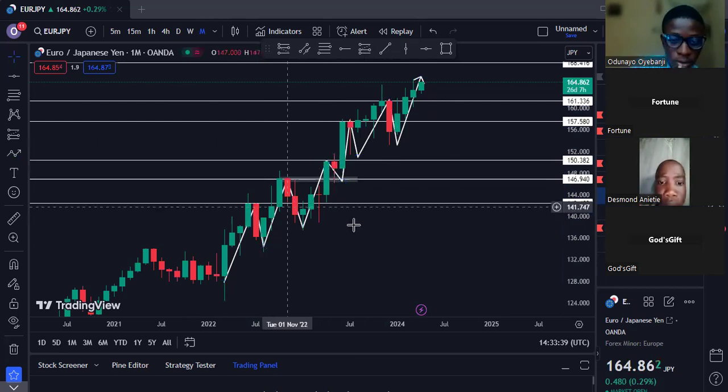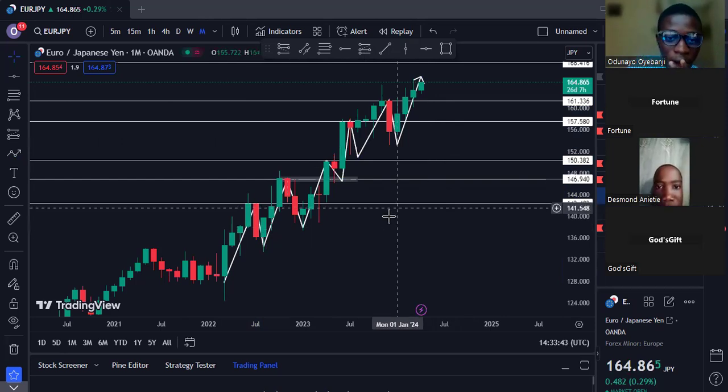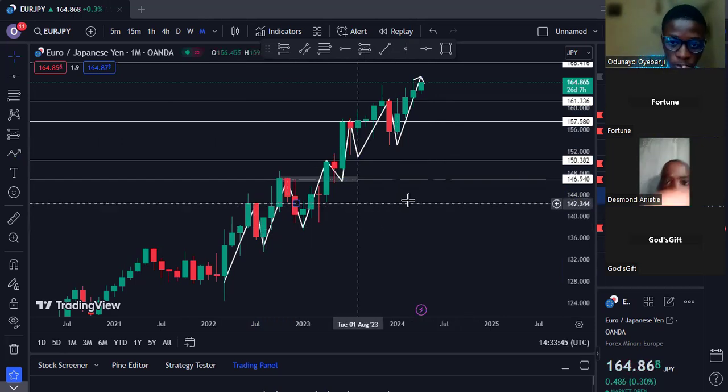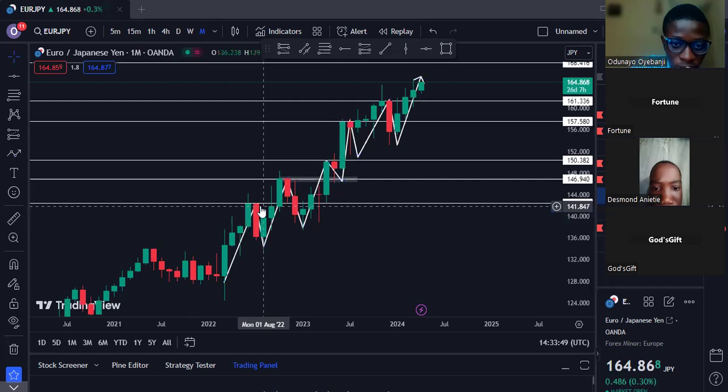Now look, notice something. The zones I marked, where I actually put my white lines, are where the market started coming down from. Are you with me? Where the market started coming down from. Do you get that?